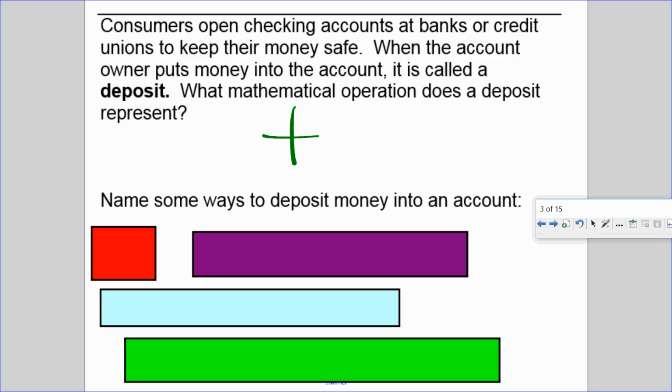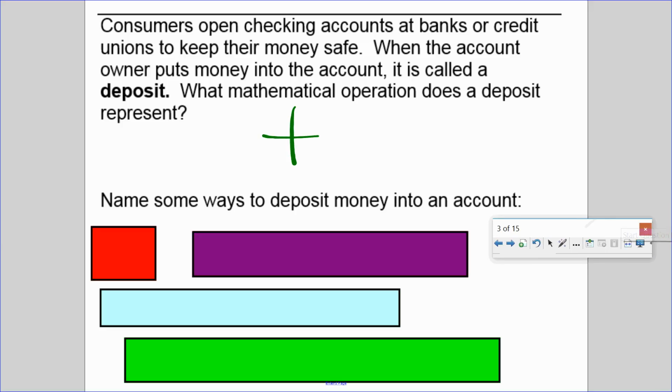Name some different ways to deposit money into an account. If I had all this money and I want to keep it safe, what are different ways I can deposit? I can deposit through an ATM. I know I do that several times. Instead of talking to the bank teller, I don't want to wait in line. I just put in my ATM card, type in my 4-digit PIN, or personal identification number, and I select the deposit feature.